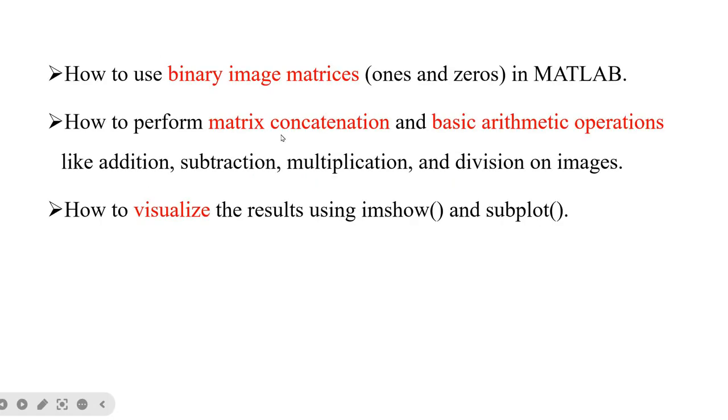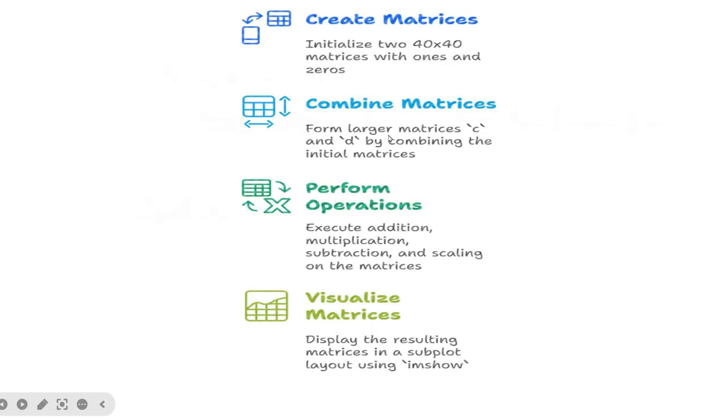So in this video we will learn how to use the binary image matrices, that is ones and zeros, in MATLAB or SCILAB. Here I'll be showing the practicals in SCILAB because it is open source software. You can do the same thing in MATLAB also. Then next we'll see how to perform matrix concatenation and basic arithmetic operations like addition, subtraction, multiplication and division on images. Then we'll see how to visualize these results using IMShow and subplot commands.